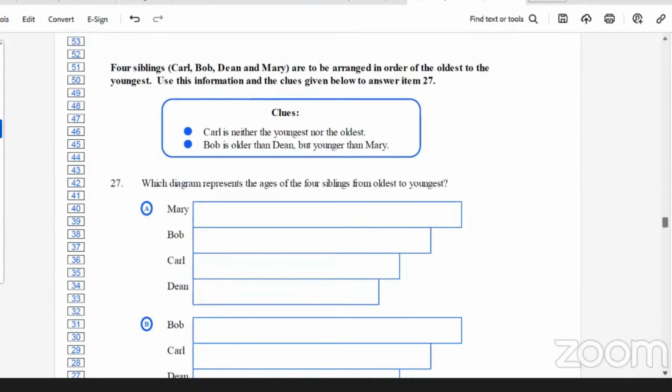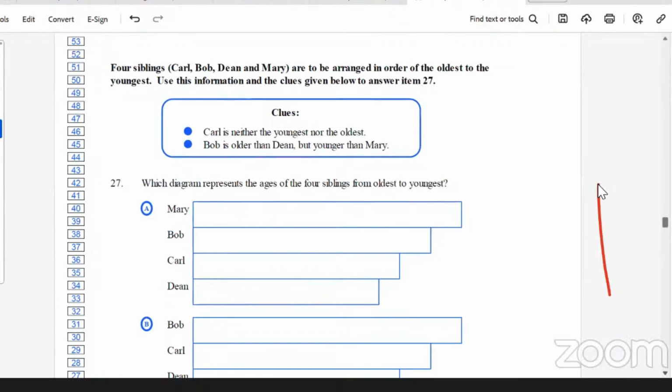We're trying to arrange them in the order from the oldest to the youngest. All right, so here are the clues. Carl is neither the youngest nor the oldest. Bob is older than Dean, but younger than Mary. So we know that Carl is neither the youngest nor the oldest. So of the options, if we see Carl in the first position or last position, we know that's not correct.